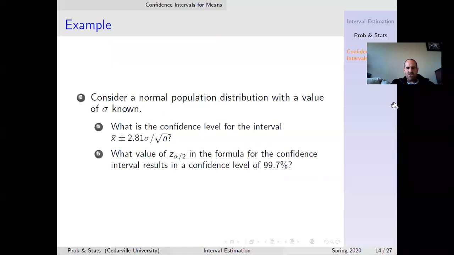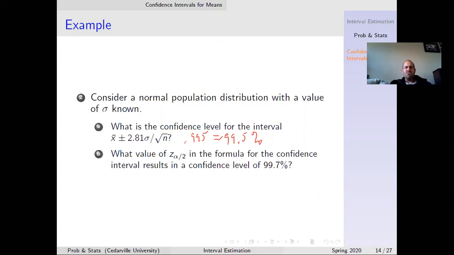Yeah, okay, so the answer is 0.995. That's the level of confidence, right? Or a 99.5% confidence level with 2.81 being the thing, okay?